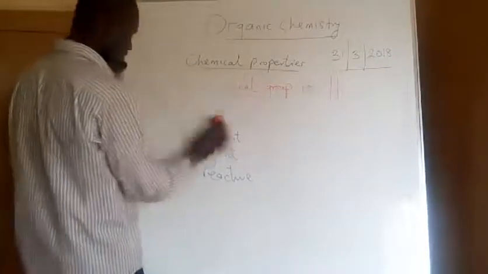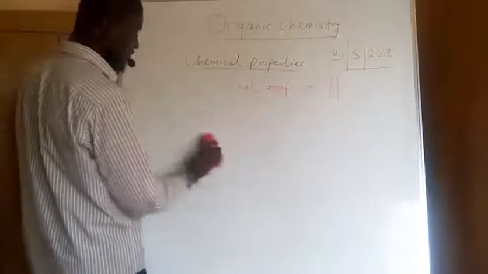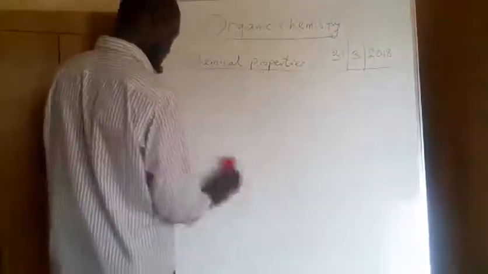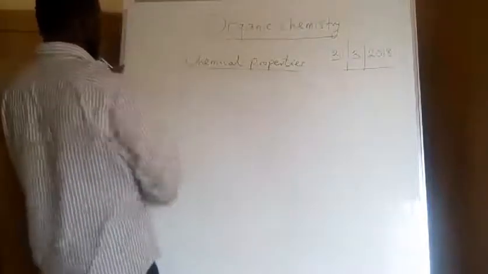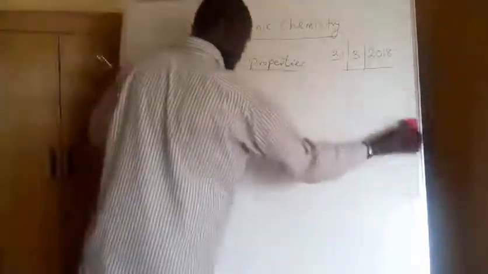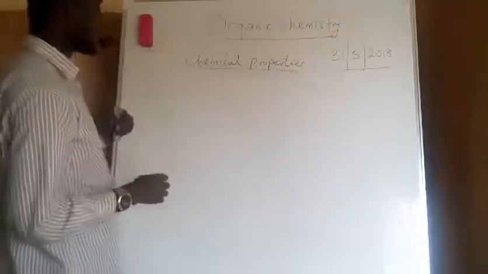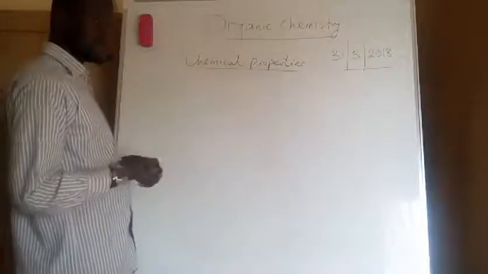So these are the chemical properties we need to know of alkanes. We have combustion, we have substitution reaction, we have exothermic reaction, we have hybridization, and we have the functional group.